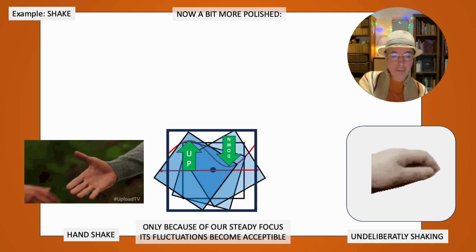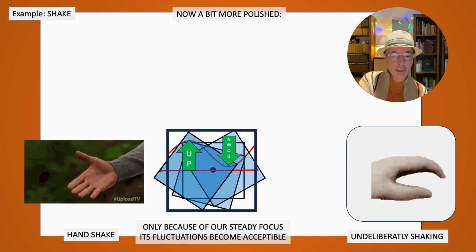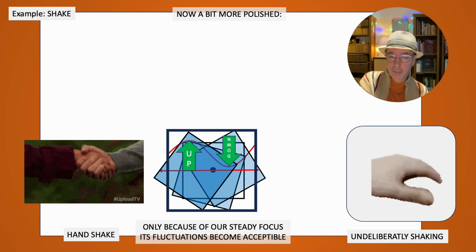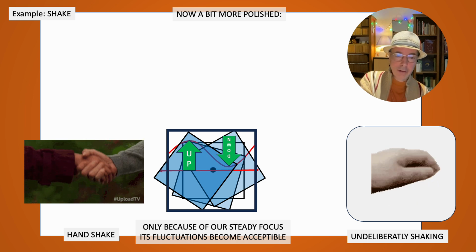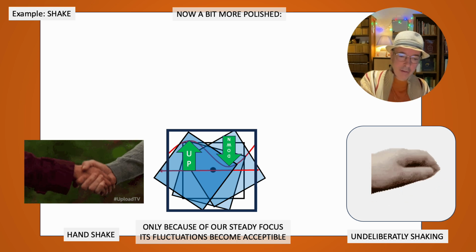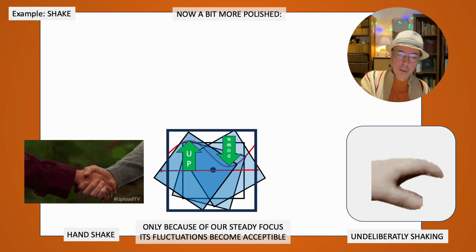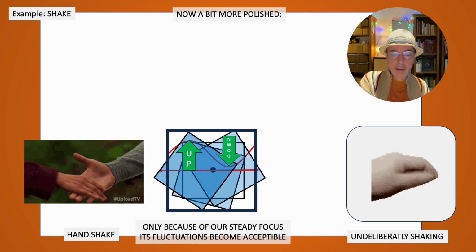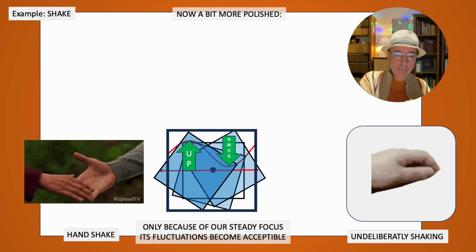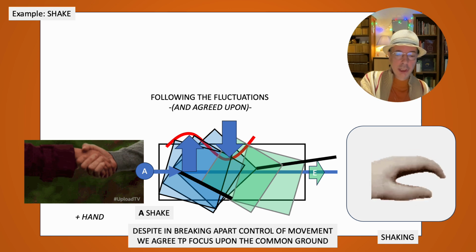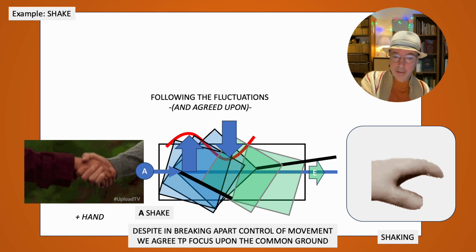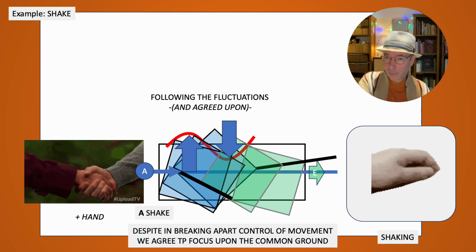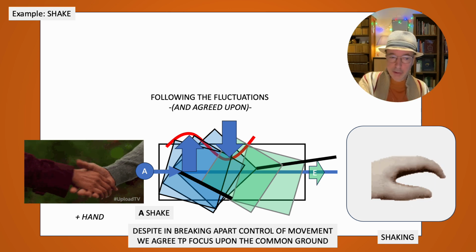So it's not a negative thing. The handshake, for instance, is a very good example. And why can this be a positive thing? It's because we have a steady focus. All of its fluctuations become acceptable when remaining with a stable focus. So a shake is also the kind of idea that despite that what we will have between two persons, it's the handshake.